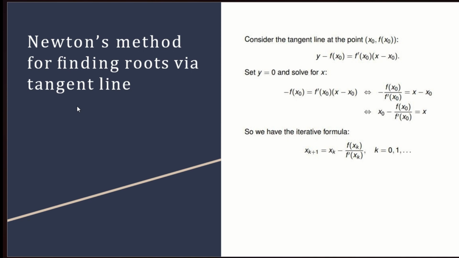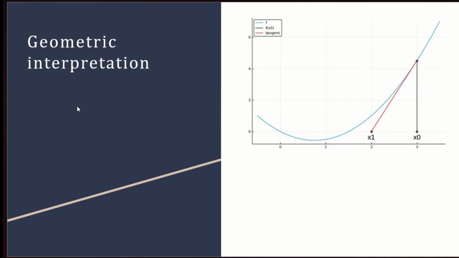So by generalizing, the iterative formula can be written as x of k plus 1 is equal to x of k minus f of x of k divided by f dash of x of k, where k is equal to 0 to n.